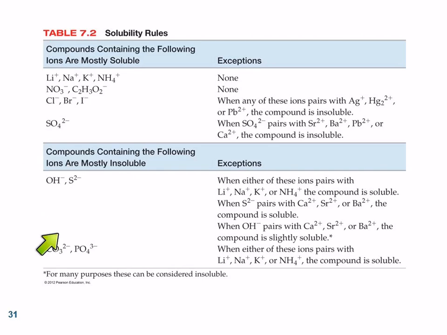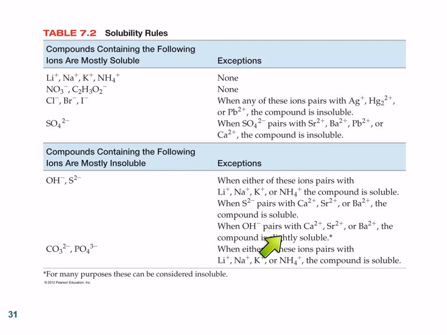And then on the bottom are things that are listed as mostly insoluble. So hydroxides are insoluble except with those guys, because these guys at the top had no exceptions. Lithium, sodium, potassium, ammonium, those are always soluble. Sulfide ion, again, with one of those four, it's soluble. If sulfide pairs with calcium, strontium, or barium, it's also soluble. And hydroxide with one of these is slightly soluble.